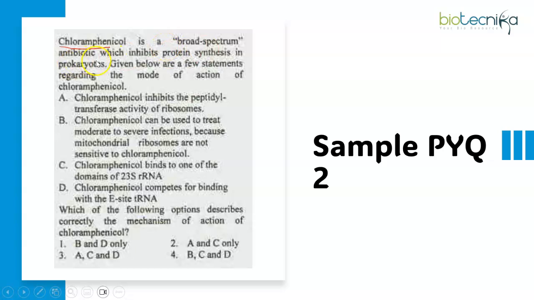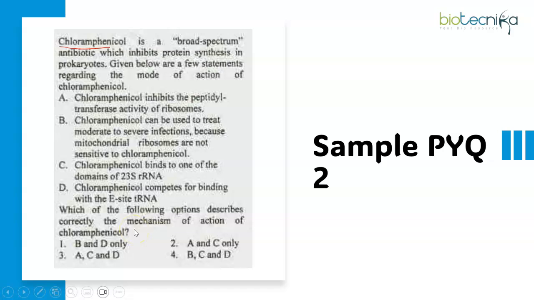Chloramphenicol is a broad spectrum antibiotic which inhibits protein synthesis in prokaryotes. Given below are a few statements regarding the mode of action of chloramphenicol. A: chloramphenicol inhibits the peptidyl transferase activity of ribosome. B: chloramphenicol can be used to treat moderate to severe infections because mitochondrial ribosomes are not sensitive to chloramphenicol. C: chloramphenicol binds to one of the domains of 23S rRNA. D: chloramphenicol competes with binding of E-site tRNA. Which of the following options describe correctly the mechanism of action of chloramphenicol?